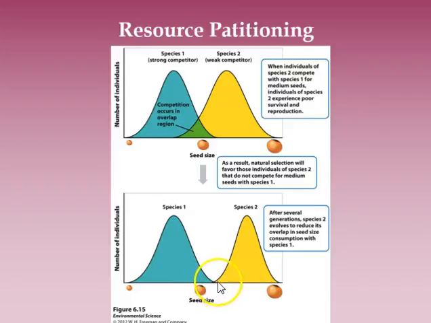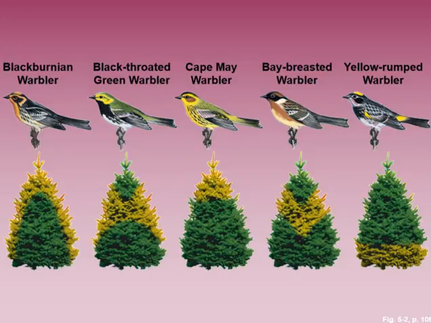Please be aware there will still always be a tiny bit of overlap here, even after the resource partitioning, because there's no drive for it to get further apart. So this just reduces down to a tiny little overlap, but it will still always overlap. This figure shows 5 different species of warbler and how they have partitioned trees so that they reduce overlap and reduce competition. So this is an example of spatial resource partitioning, and it's a classic example.